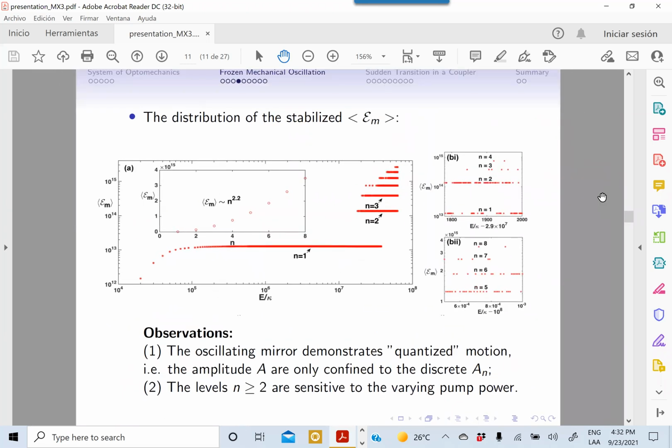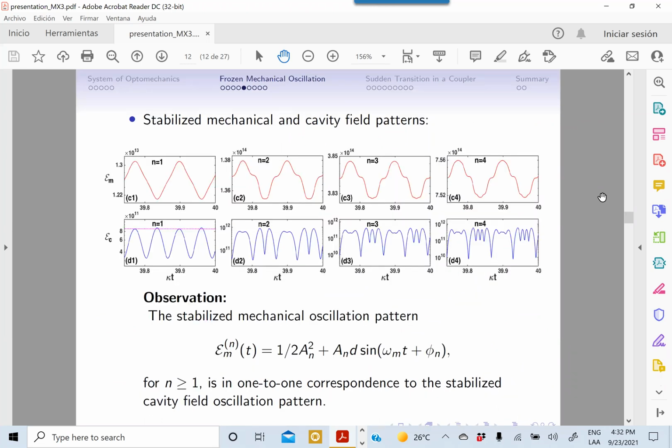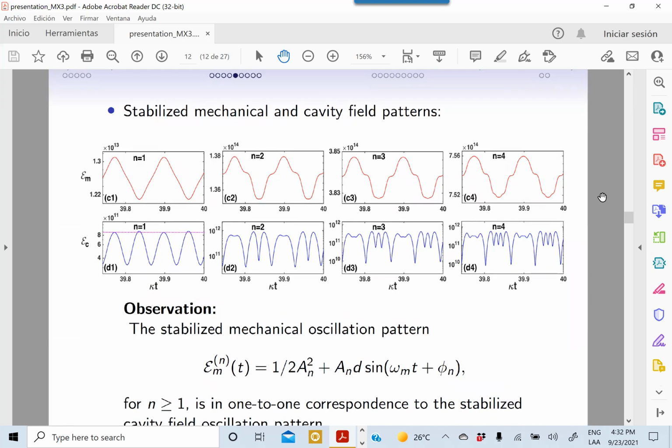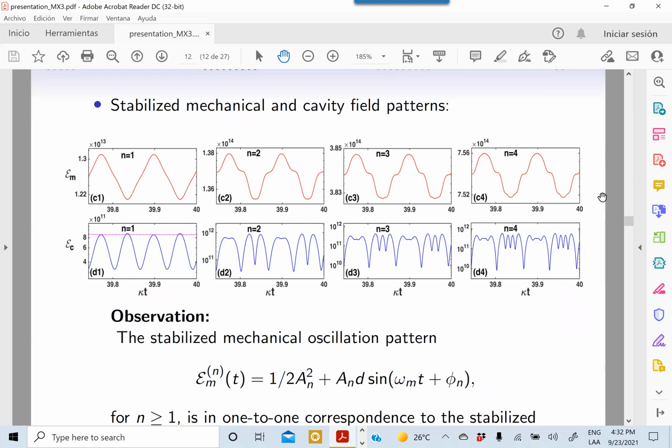In addition to this quantized behavior, on each energy level, the dynamical pattern, the dynamic oscillation, is also fixed. We go to the second page. Okay, here we just plot the mechanical energy and the cavity energy. On each quantized level, the mechanical energy takes this form. So, in addition to the constant number which we saw in the previous picture, there's some oscillation.